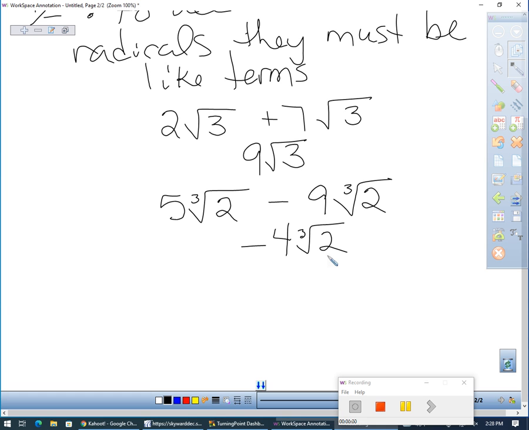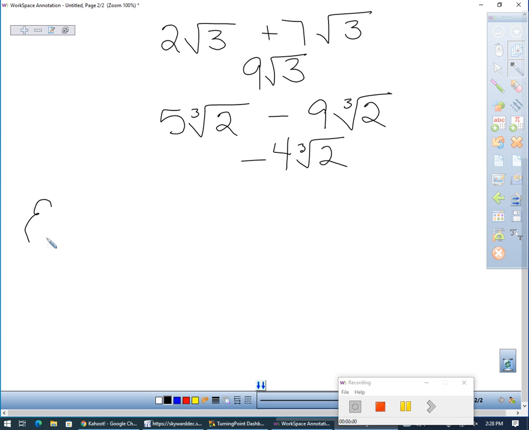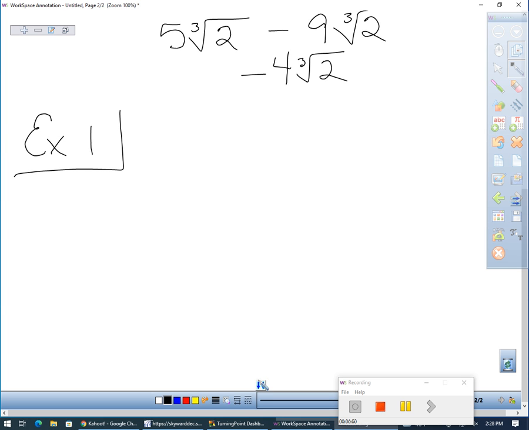Now, the whole idea is if they're not the same, we can't simplify them any further, right? If they're not like terms, we cannot simplify them further. And sometimes they may not look like terms, but you might have to check it out. So here's example number 1. Example number 1 is going to cover all the way from 10 all the way to 22.